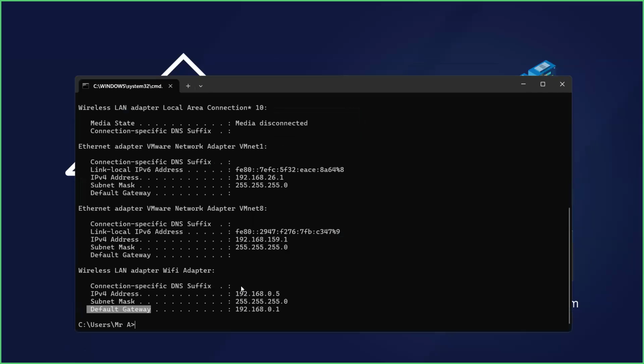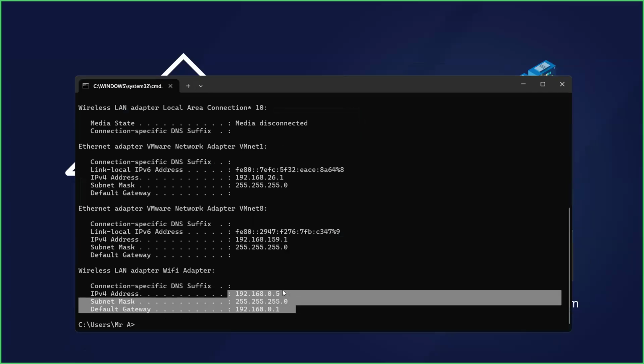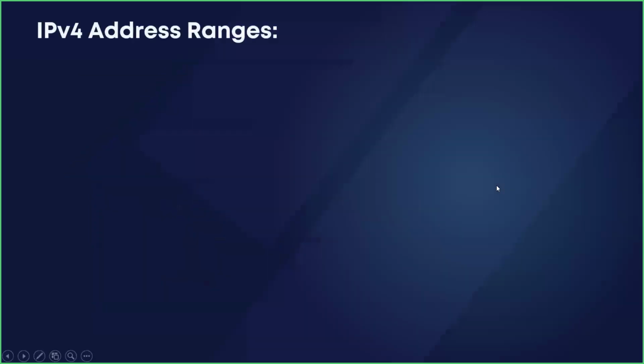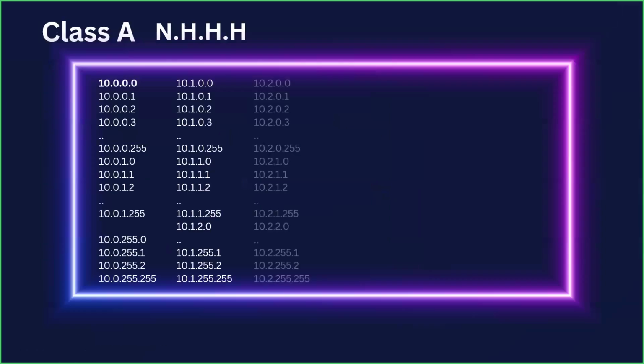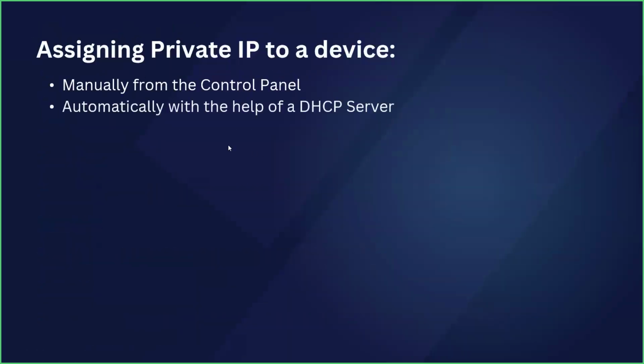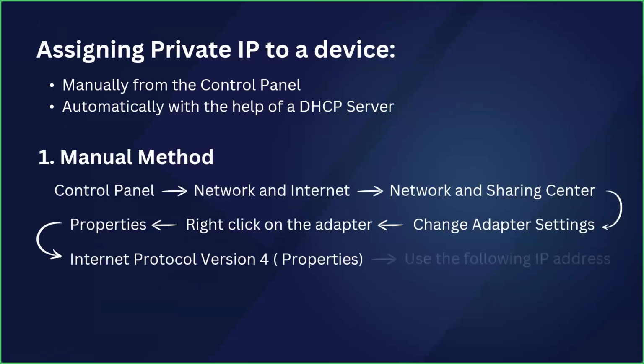So these are the three pieces of information that you require to assign a manual IP. Now the question is, where do you assign it? As mentioned, the first method to assign it manually is from the control panel. This is the procedure: you go to control panel, open network and internet, go to network and sharing center, then click on change adapter settings. Then you right click on the adapter, go to properties, go to IPv4 properties and assign the following IP. Quite lengthy, but let me show you practically now.